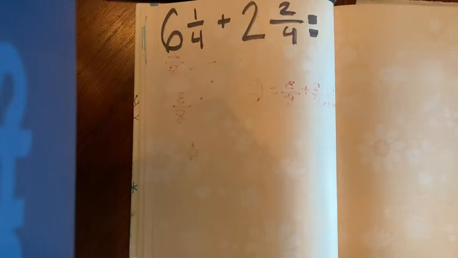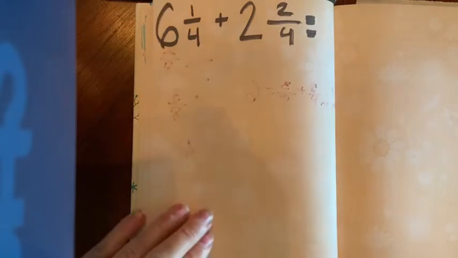Happy Tuesday! We're going to continue with Module 5, Lesson 31, where we are adding mixed numbers. So let's get to it. I want you to begin by writing the addition sentence 6 1/4 plus 2 2/4. Always pause this video to write it down and then press resume when you're ready to go.